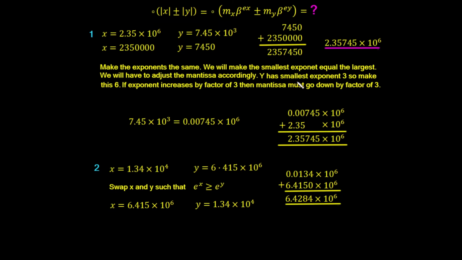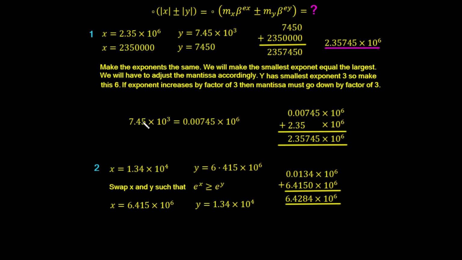So let's say y has the smallest exponent, which is a value of 3. So we're going to make that exponent a value of 6. So in effect we'll have increased the number by 1000. So in order to get the correct number, we're going to have to then decrease the mantissa also by a factor of 1000. So if we take the value for our y, which is 7.45 times 10 to the 3, then we're going to increase that 10 to the 3 to 10 to the 6. So that's an increase of 1000.